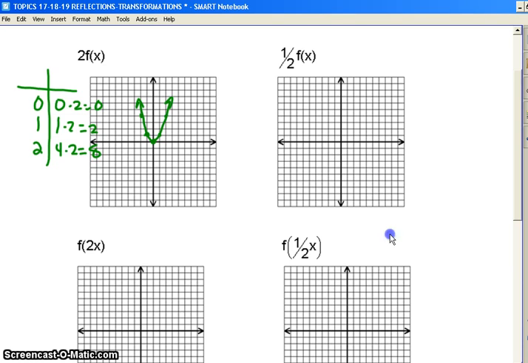Okay, so when we multiply by 2, every number on the y is going to be doubled. So 0 times 2 is still 0. 1 times 2 is 2. Okay, 2 squared is 4, but 4 times 2 is 8. So you can see that my graph is going to stretch up a lot quicker than the parent function did. So when you multiply your whole function by a whole number, it makes it more narrow. And the word they use to describe that is stretch.